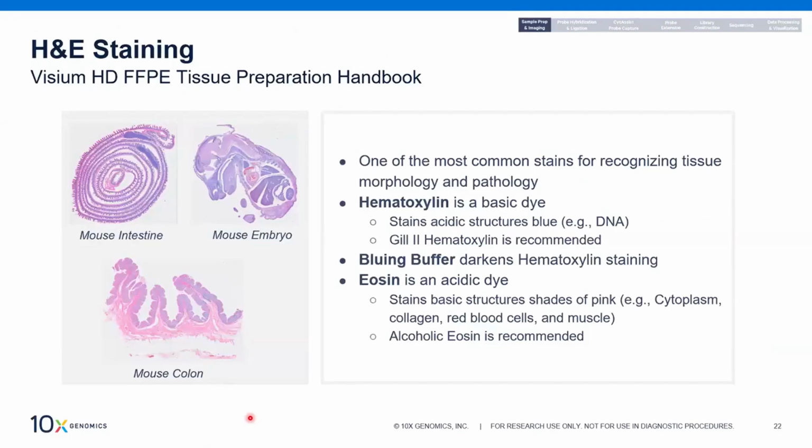So when you go on from cutting your own sections and going on to staining them, of course, you can do H&E staining because this is the most common stain for tissue morphology and in pathology. So we use hematoxylin, bluing buffer, and eosin. We have tested the GIL2 in hematoxylin, and it is actually recommended because it gives you really nice images here. We do use a bluing buffer to darken the hematoxylin stain and the eosin to stain our basic structures as well.